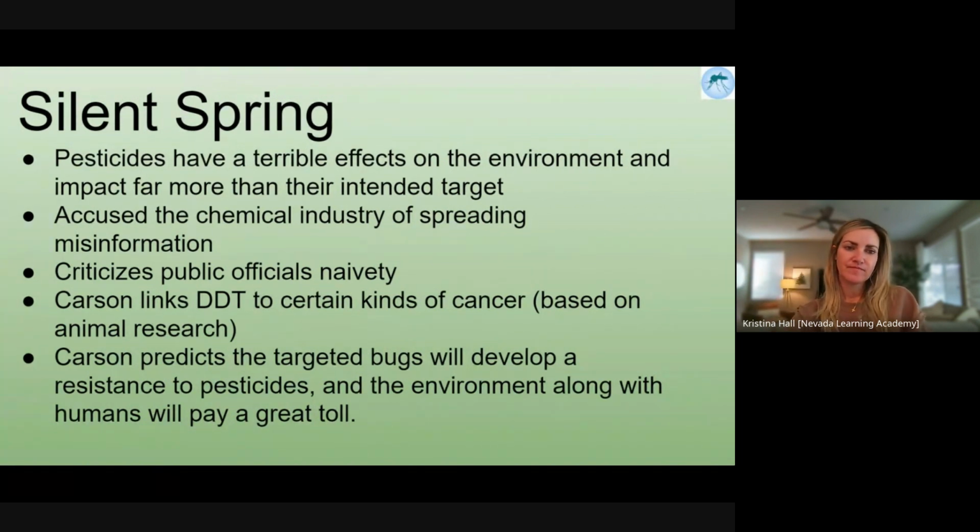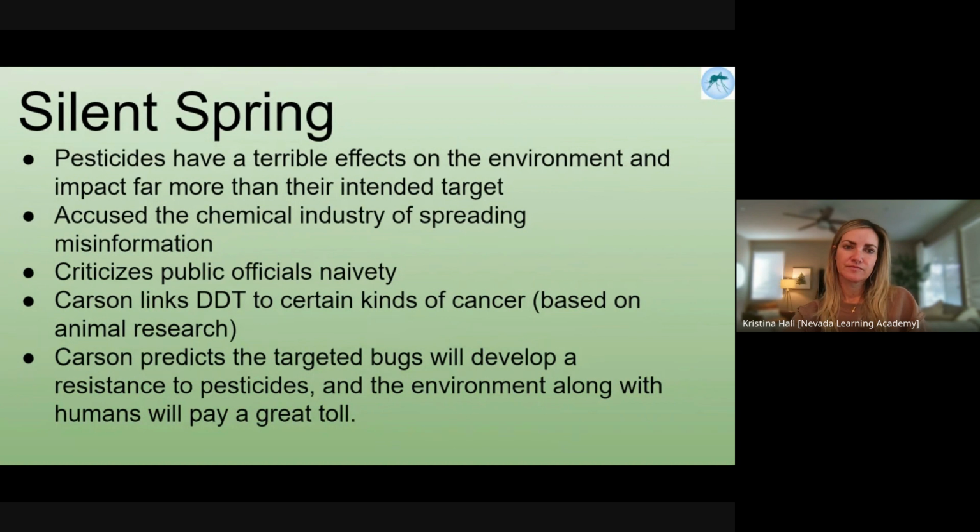Carson does not just discuss her research and findings. She also takes aim at the chemical industry and accuses them of spreading misinformation. She also criticizes public officials and how naive they are, as the Department of Agriculture does very little in way of regulating the industry. Carson also links DDT to certain kinds of cancer, and one has to wonder if her research with a harmful chemical had a role in the cancer she developed and died from only a few years after Silent Spring was published.